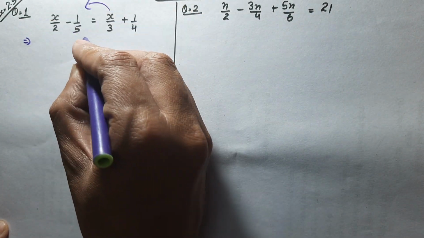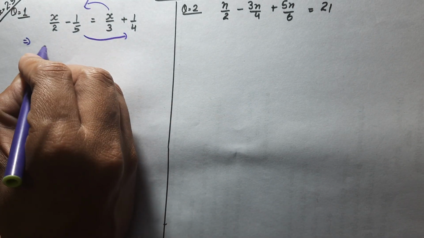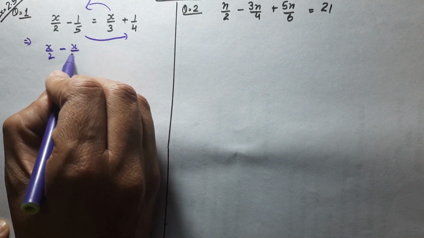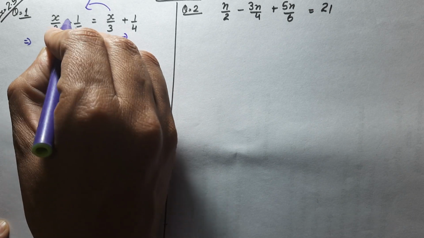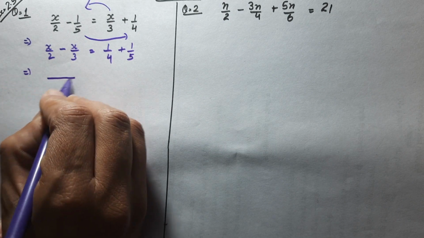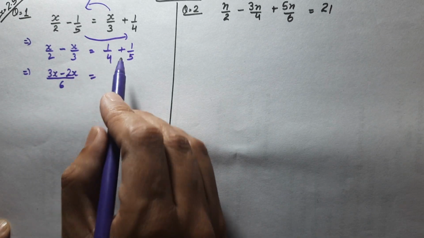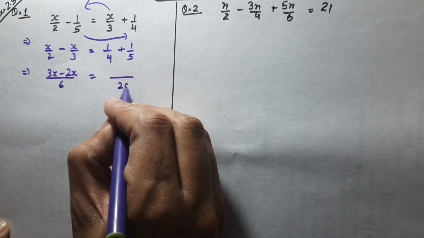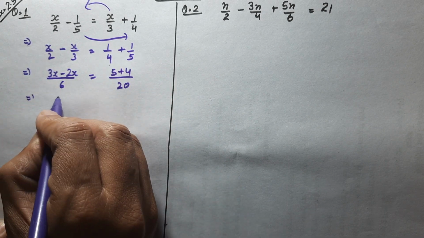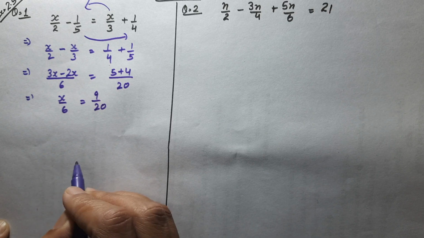x upon 3 along the left hand side, 1 upon 5 along the right hand side. x upon 2 minus x upon 3 is equals to 1 upon 4 plus 1 upon 5. Minus will change into plus. Variable along the same side. Now LCM is 6, 3x minus 2x. Here LCM is 5 into 4, 20, 5 plus 4. Now solve it. 3x minus 2x is x upon 6 is equals to 5 plus 4, 9 upon 20.